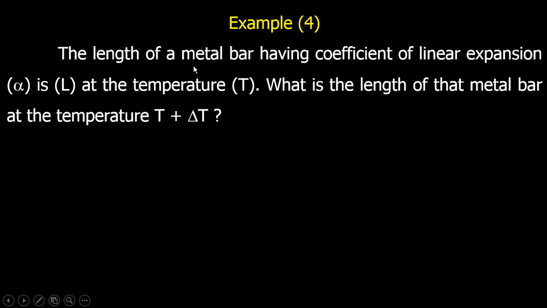Take a metal bar of length L with coefficient of linear expansion alpha. The coefficient of linear expansion is alpha, the original length is L, and the temperature is T. Have you taken this? Coefficient of linear expansion alpha, length L, temperature T.